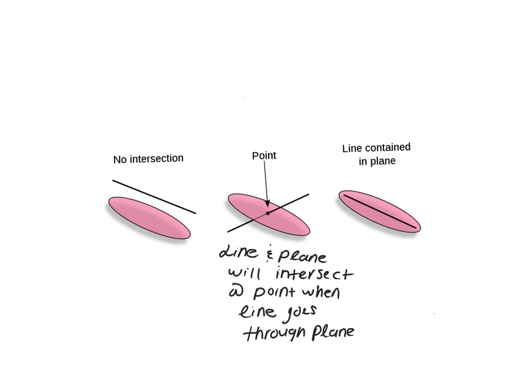Now, when your line is contained within your plane, then they're just going to intersect at a line. Intersect at that line. Line and plane will intersect at the line. Does that make sense? Okay.